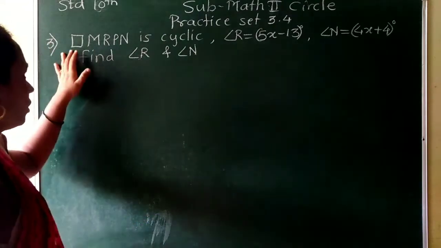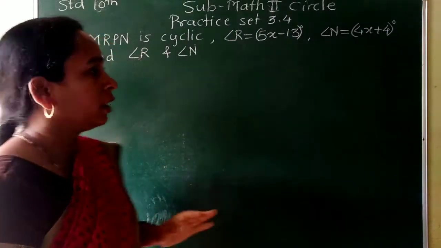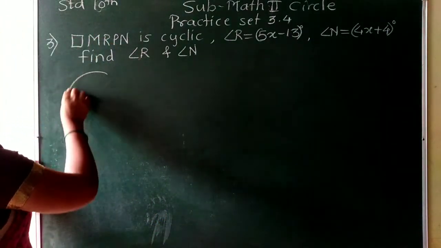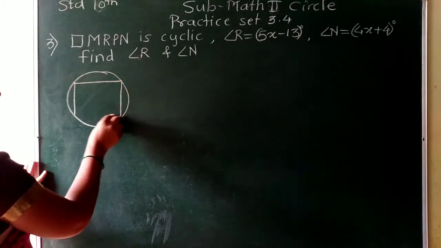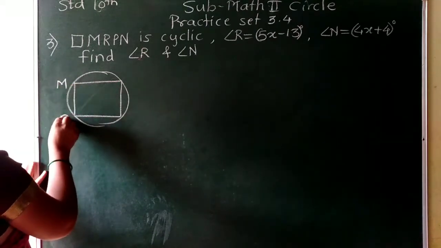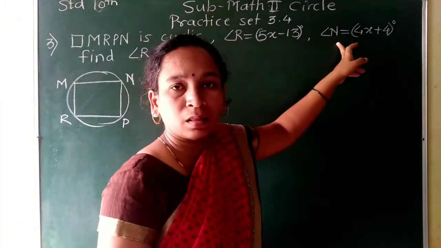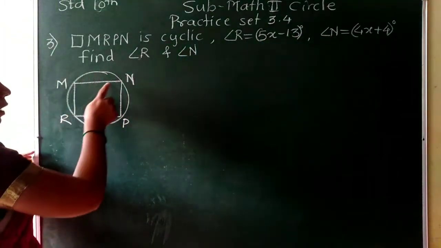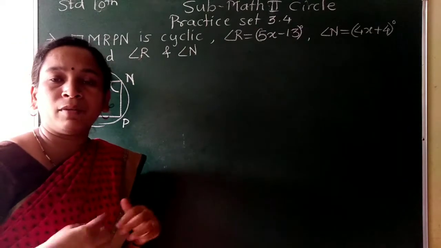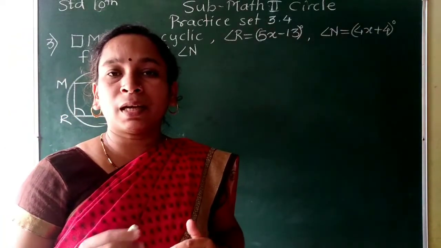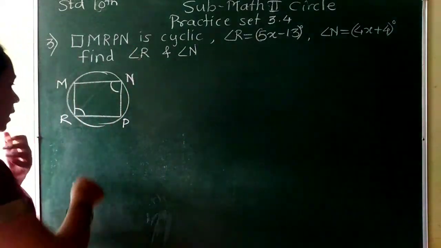In this third example, quadrilateral MRPN is a cyclic quadrilateral, and we have angle R and angle N. If you observe the quadrilateral, if it is a cyclic quadrilateral, then here M, R, P, N. So what is the relation of angle R and angle N? Angle R and angle N are supplementary angles. Why? Because those are opposite angles. And we know the property that opposite angles of a cyclic quadrilateral are always supplementary. That means the cyclic quadrilateral theorem.